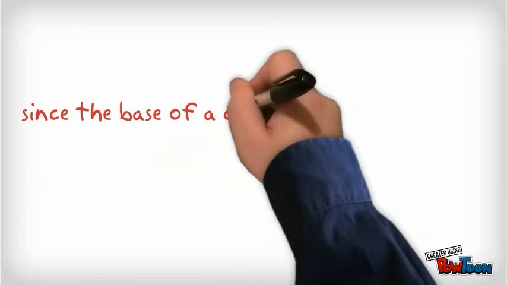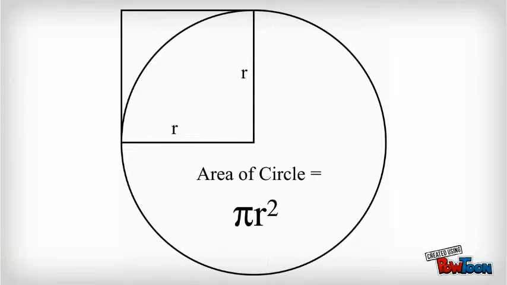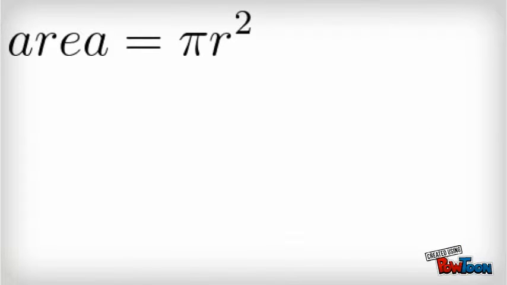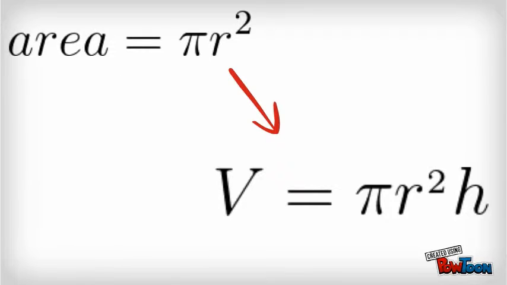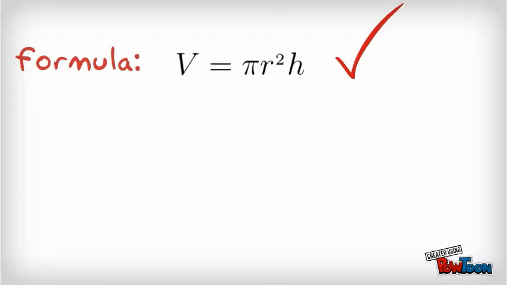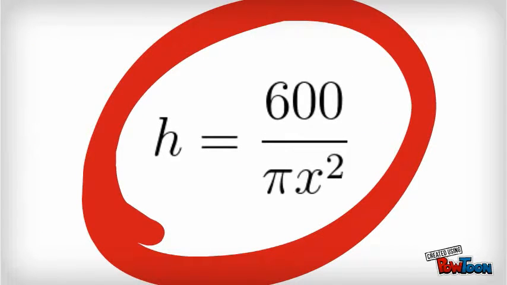Since the base of a cylinder is a circle, you need to use the formula of area is equal to πr to the power of 2. But when it is multiplied by its height, we get the formula we are looking for, which is V, which stands for volume, is equal to πr to the power of 2 times height. Since we already have the formula, and by using the total volume of the cylinder, 600 cubic centimeters, which was given before, we can show that H is equal to 600 over πx to the power of 2.